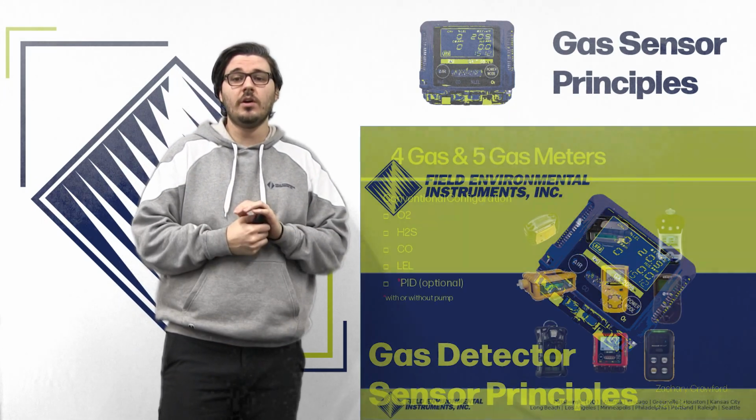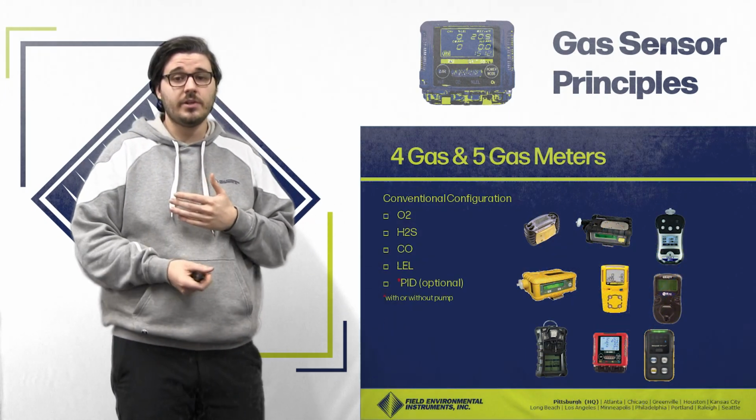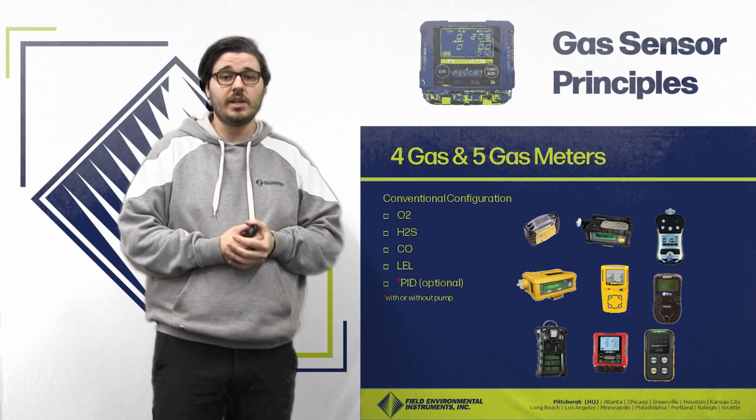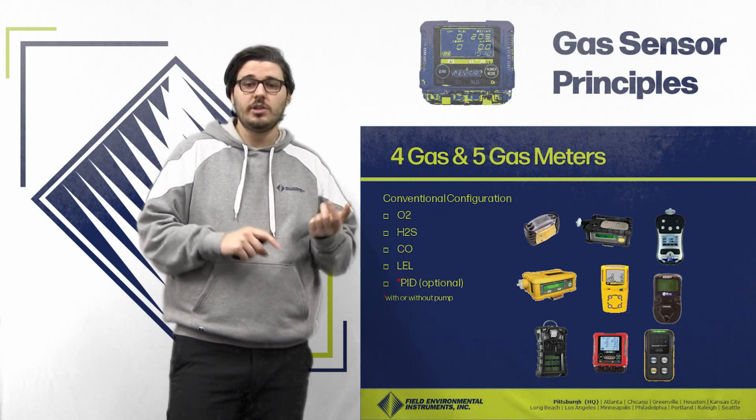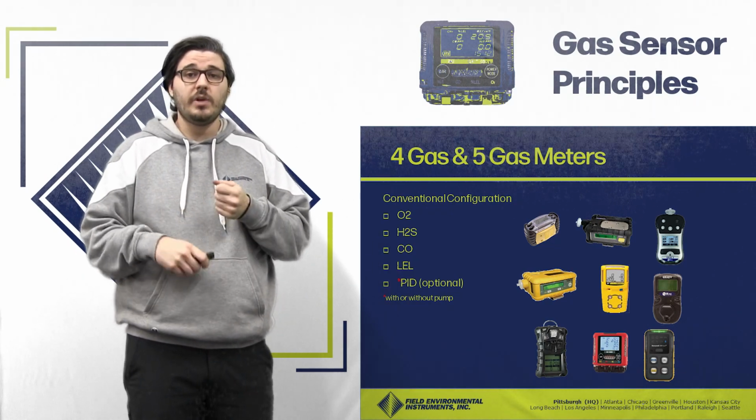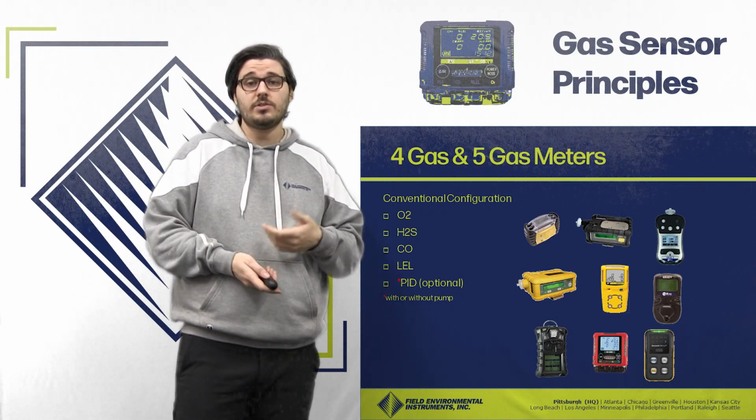So starting off, we have our 4 gas meters and 5 gas meters. The conventional setup's obviously going to be oxygen, H2S, CO, and LEL. Then you have the option for PID, and we have the option for with or without pump, so passive unit.